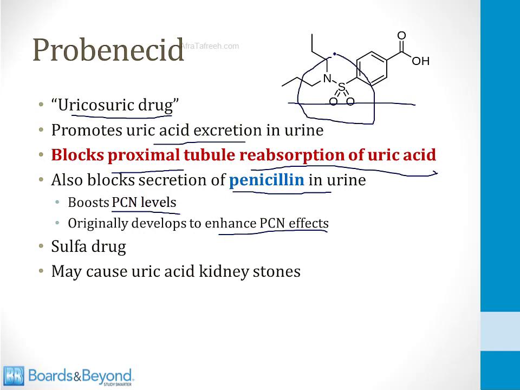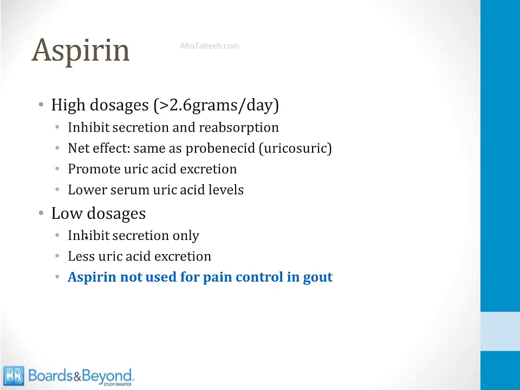It has a sulfa moiety in it, so patients who are allergic to sulfa may have an allergic reaction to this drug. And in addition, because it makes more uric acid go into the urine, it can potentially lead to uric acid kidney stones. I'll finish this video by talking about aspirin, which has a peculiar effect on uric acid levels depending on the dose administered.